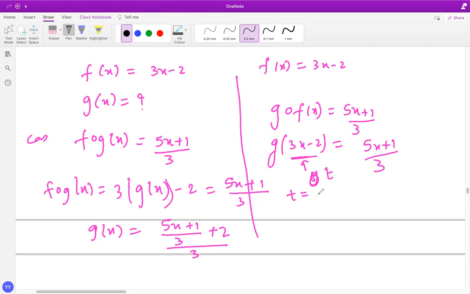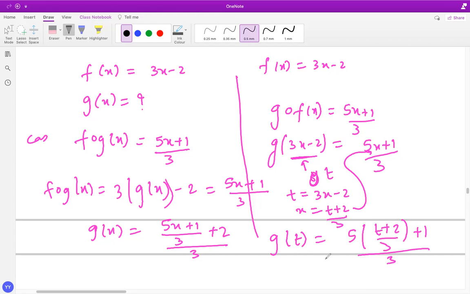So let's say t is 3x minus 2. So x will be t plus 2 upon 3. You plug it in out here. So g of t you are going to get as 5 times t plus 2 upon 3 plus 1, the whole thing upon 3. And so g of x is going to become, if you replace t with x here, 5 times x plus 2 upon 3 plus 1, divided by 3. So this is like a decomposition of function, and this is one of the methods that I taught you.